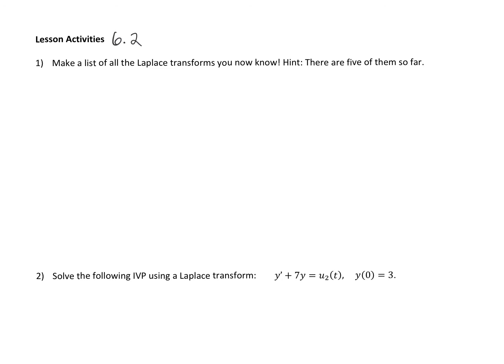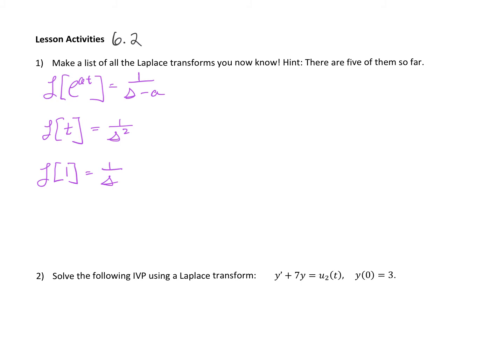Okay, so let's see, the first one we learned was the Laplace of e to the a t, and that is 1 over s minus a. And then we also worked on deriving the Laplace of t. You did that in the activities of 6.1. And that came out to 1 over s squared. And again, another one we did in the activities was the Laplace of 1, which is 1 over s.